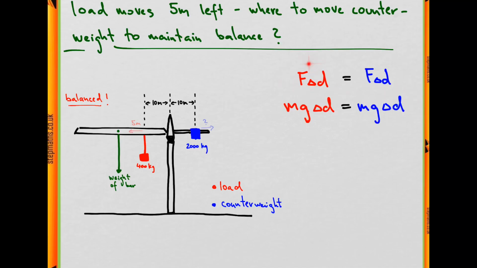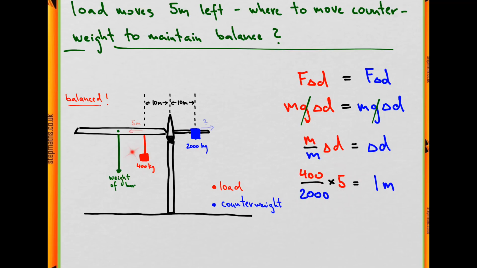So we can write the gravitational force as mg, and the g's will cancel. That's just a small improvement. If I now divide by blue m to isolate blue delta d, which we are supposed to find, the distance by which the counterweight has to move, that allows us to plug in the numbers which we are given for the masses and the distance by which the red load moves. That's 5 meters, and we get 1 meter for delta d of the blue counterweight. So the counterweight moves by 1 meter to the right, and that was option B.